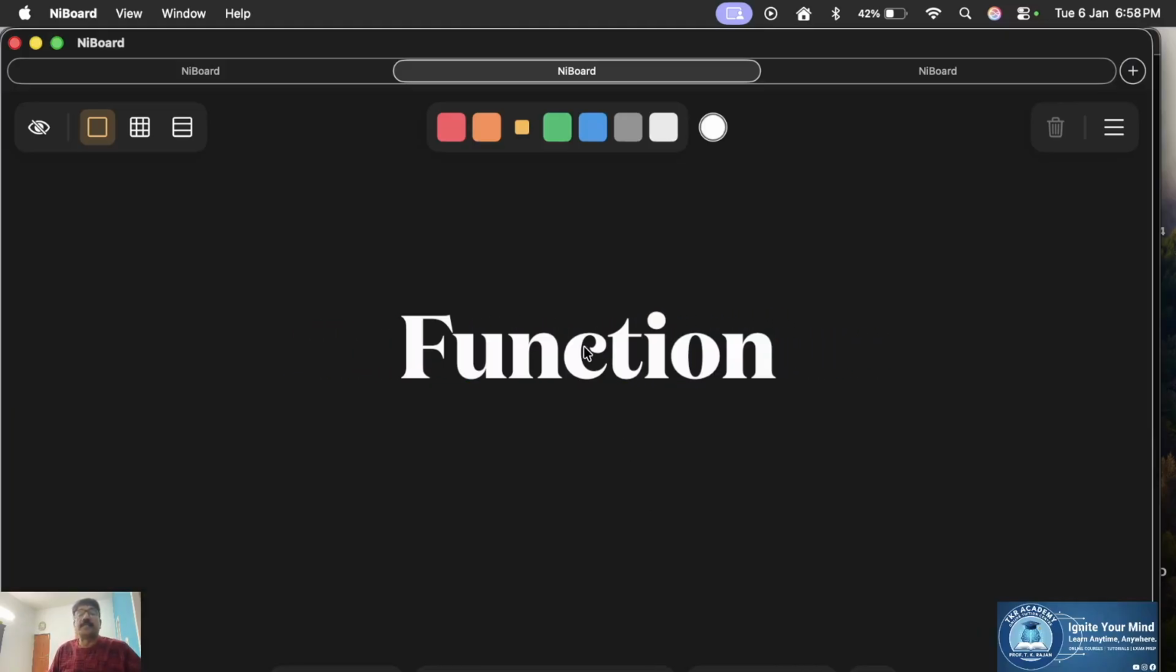Now we are going to study a very important concept in mathematics, which is widely used in calculus and other branches of mathematics. Functions. Now, what is a function?